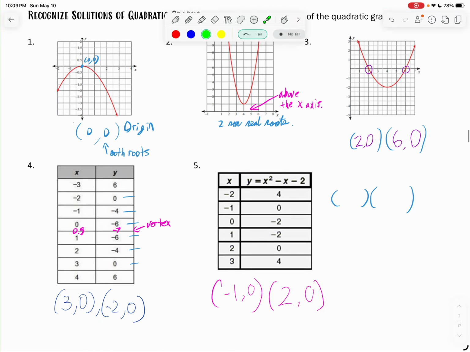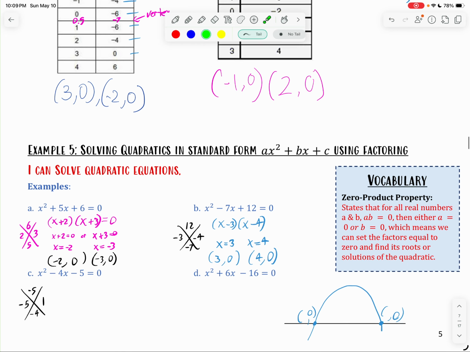So we finished off the end of yesterday by realizing that the factoring methods we used last chapter can be used to solve these quadratics. Okay, so as we look at these quadratics, we want to be able to solve them. Here was one that we did at the end of yesterday, so I'm going to take you through that.